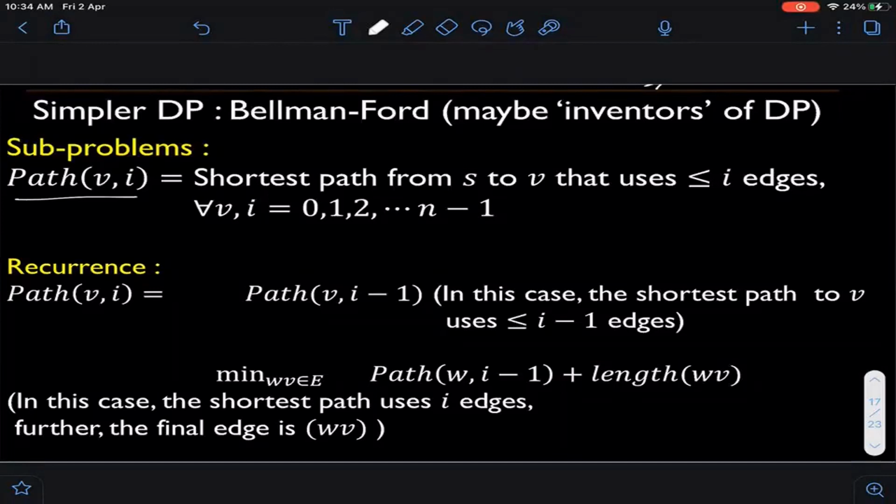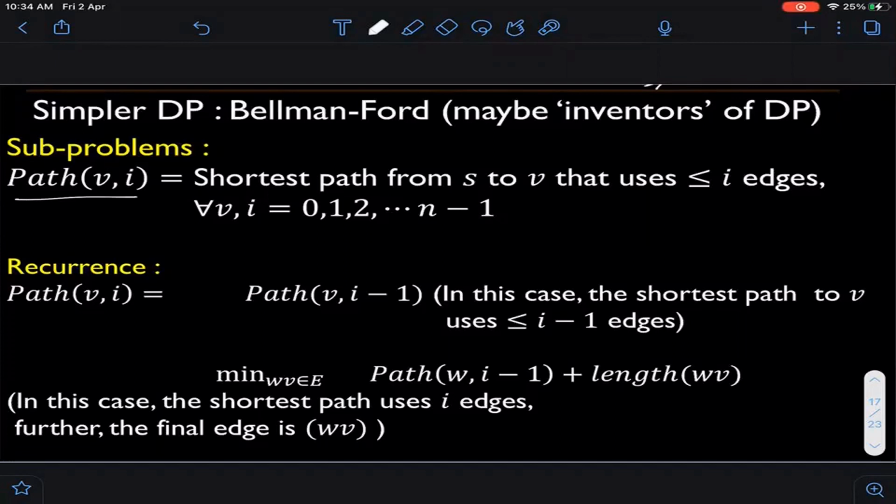We also saw that typically, the first attempt would be to use just one parameter to define your subproblem. I could have defined my subproblem as just path(v), which would have been the shortest path from S to V. But we saw that it's a bit tricky to write recurrences if we don't use this second parameter, which in some sense controls the length of the shortest path. When I say length, I mean the number of edges on the shortest path. Once we have defined our subproblem like that, the recurrences are relatively straightforward.